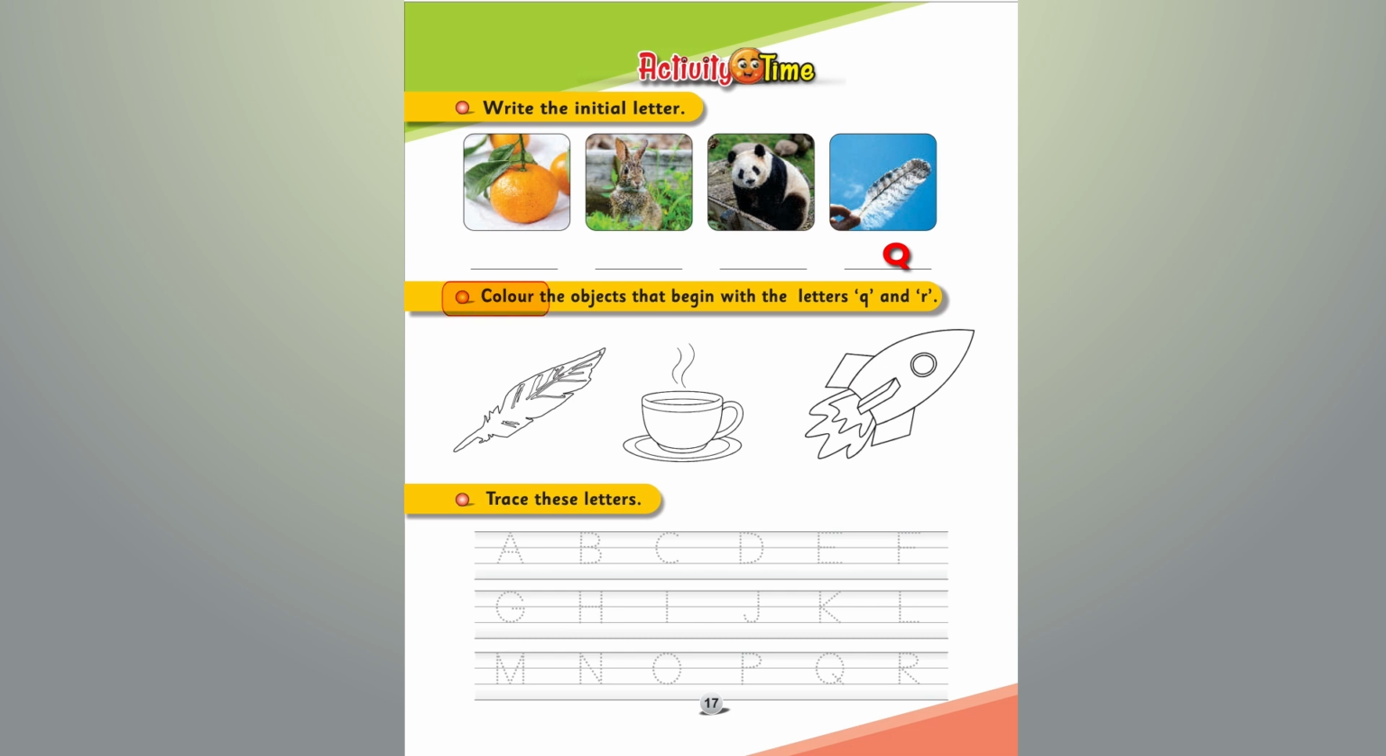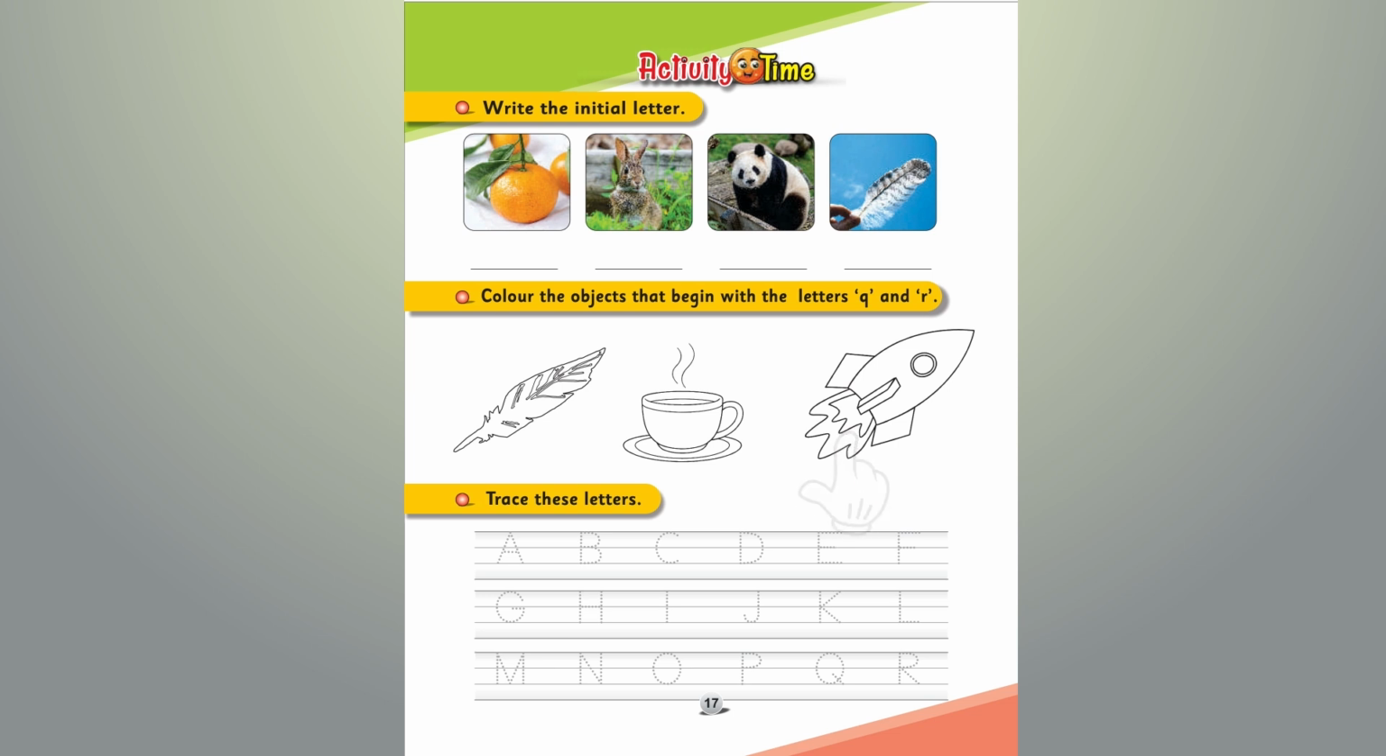Very nice. Now move towards the next question, which is color the object that begins with the letter Q and R. So the first picture is of squirrel. So you have to color it because it starts with Q. The next word is cup. So you don't have to color it because it's not starting with Q, neither with the R. So the next picture is of rocket. So the starting is with R. So you have to color it.